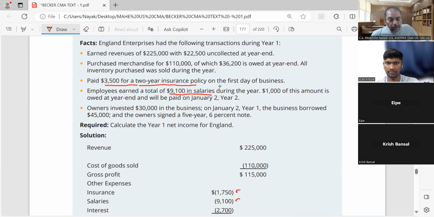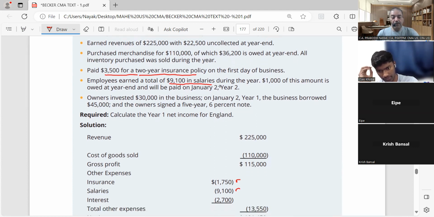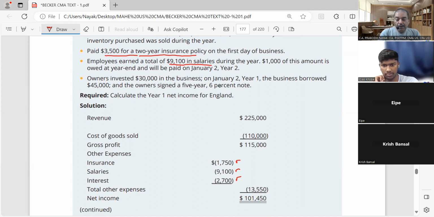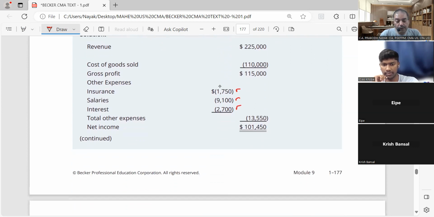Owners invested $30,000 in the business on January 2nd, year 1. And the business borrowed $45,000 and the owners signed a 5-year 6% loan. So borrowings of 45,000 are there. If you calculate 6% on that 45,000, 45,000 into 6% will give 2,700. So that interest expense has come here. So the total of the expenses is 13,550. Net income is 1,01,450. That means 1,15,000 minus the expenses, 1,01,450.